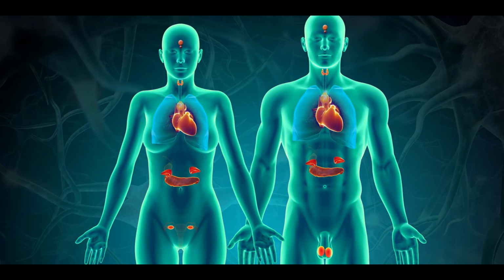So now let's talk about diabetes mellitus, often referred to as diabetes. It is a group of metabolic diseases in which a person has high blood sugar level either because the body does not produce enough insulin or because cells do not respond to the insulin that is produced. There are three main types: type 1 diabetes, type 2 diabetes, and gestational diabetes.